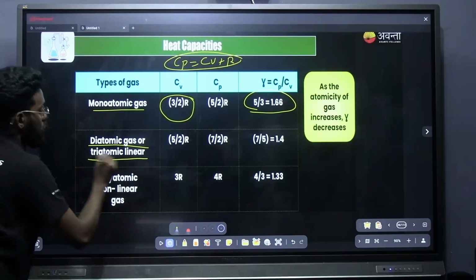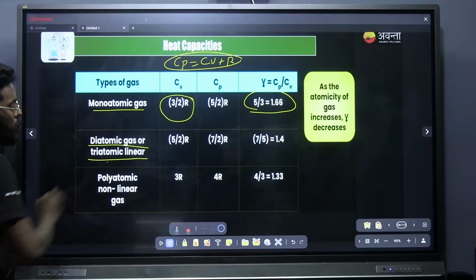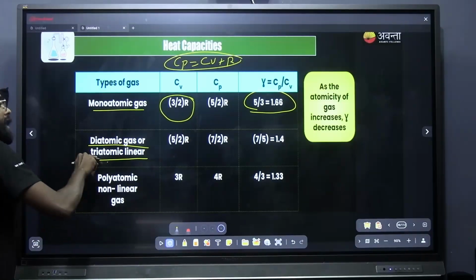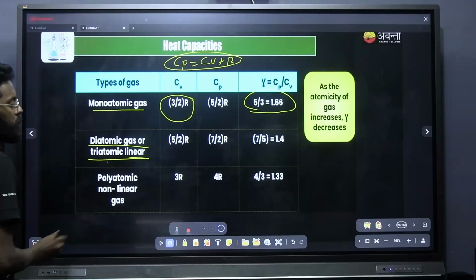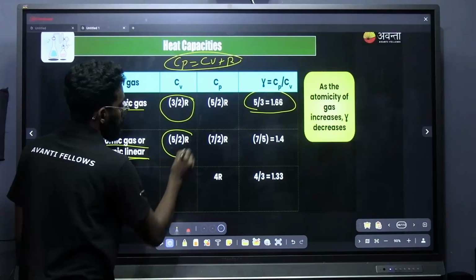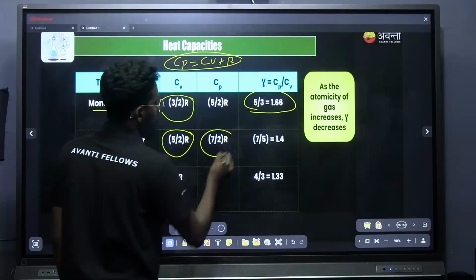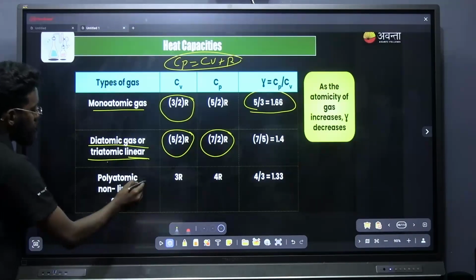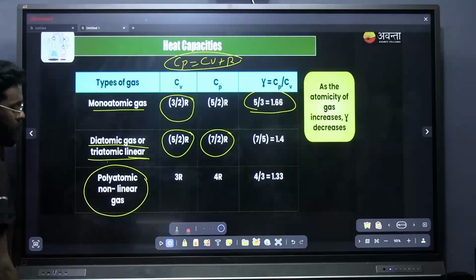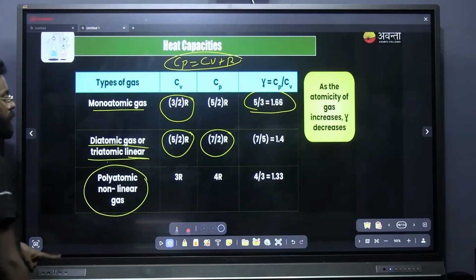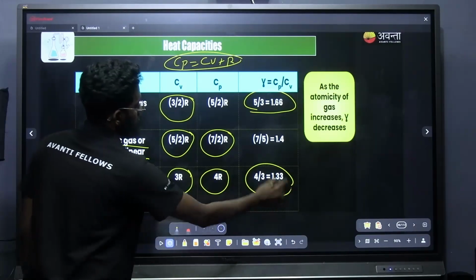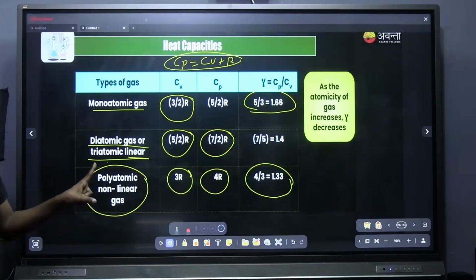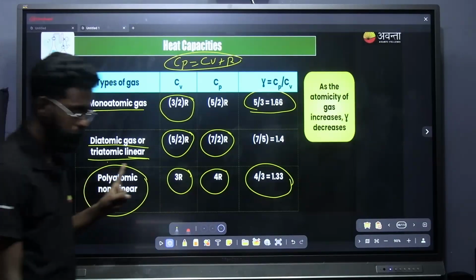For diatomic gas or polyatomic linear gas, triatomic linear, what is the Cv value? It is 5 by 2R and for Cp it is 7 by 2R. For polyatomic non-linear gas, Cv value is 3R, Cp value is 4R, Poisson's ratio is 4 by 3. This you should remember. It is an important one.